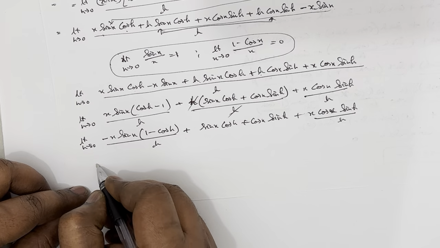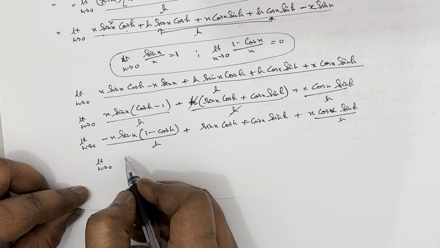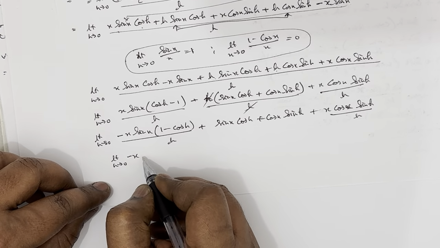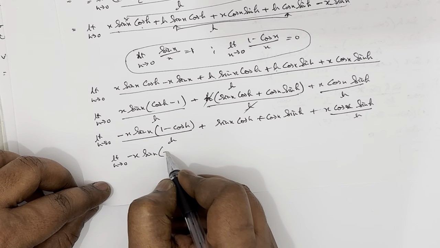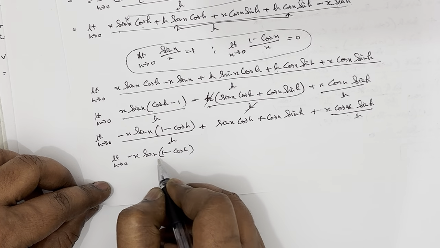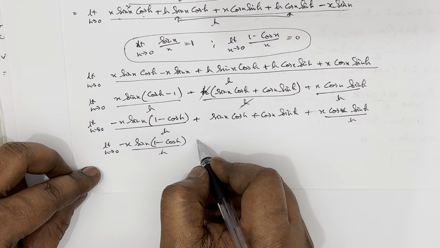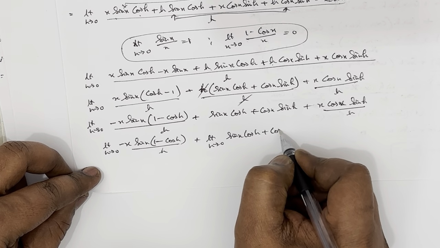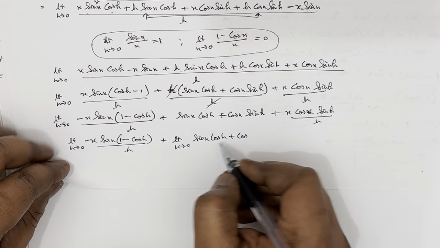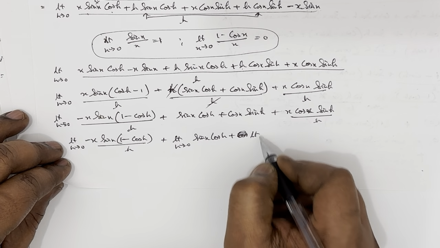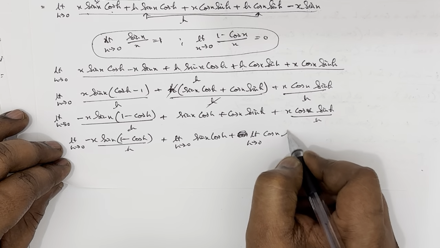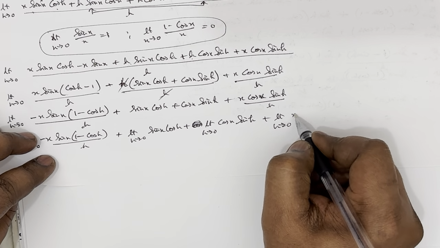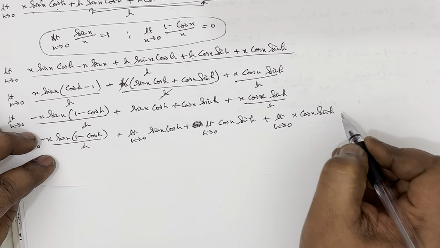So this will be limit h tends to 0, minus x sin x (1 minus cos h) upon h, plus limit h tends to 0 sin x cos h, plus limit h tends to 0 cos x sin h, plus limit h tends to 0 x cos x sin h upon h.